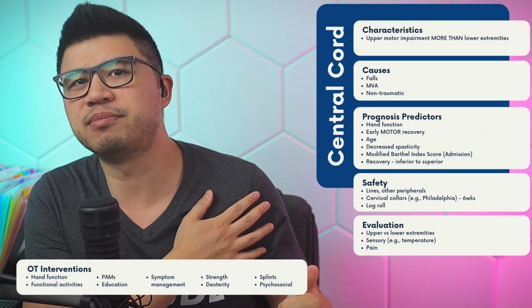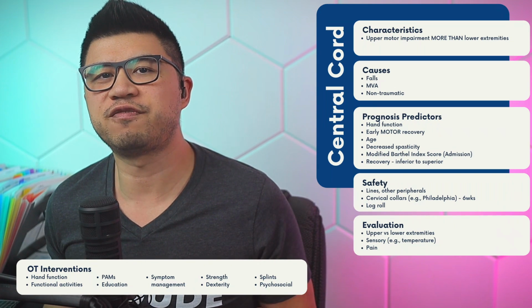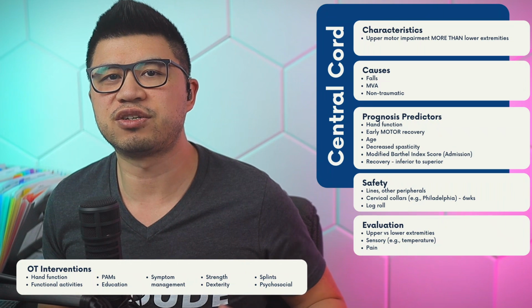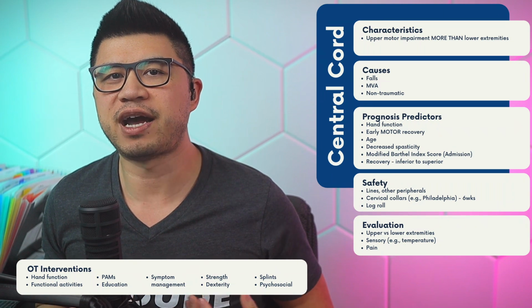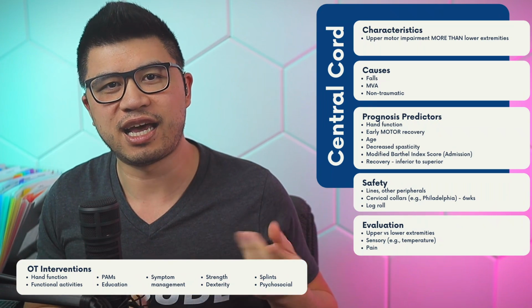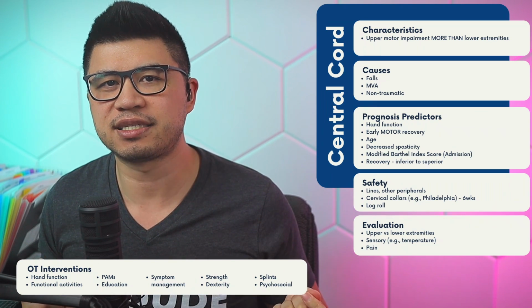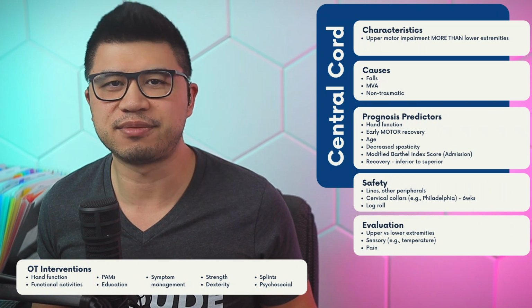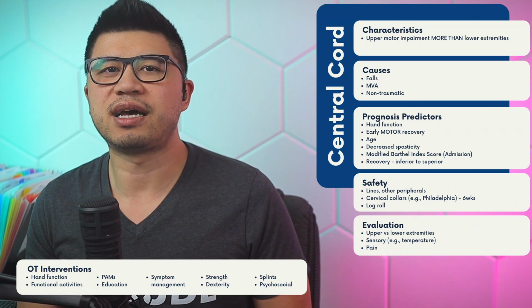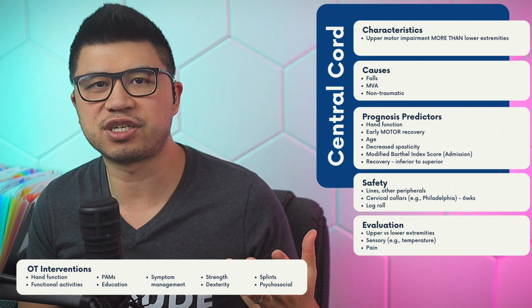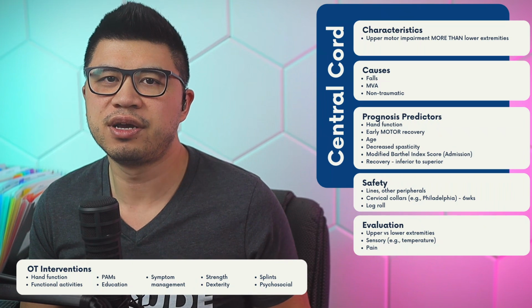superiorly towards your arms. And to remember that central cord affects the upper extremities more than lower, think about the potential intervention of working on fine motor skills by practicing money manipulation in the hands with pennies. You don't really do rehab with pennies using the feet. So that's one way you can remember it. Note that for some patients, upper extremities such as hand function does not recover.